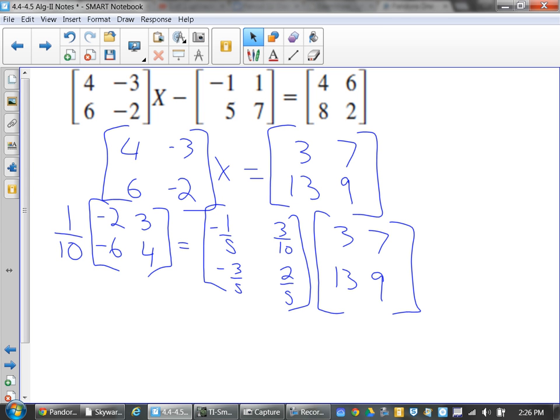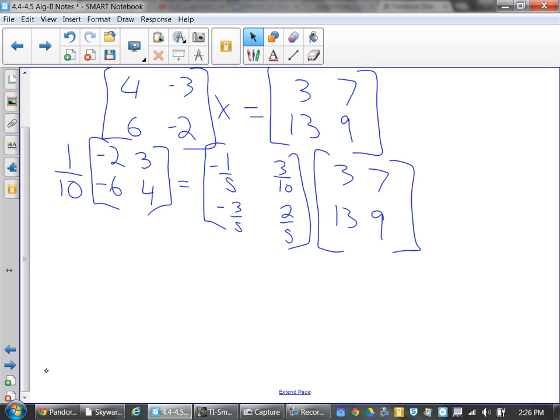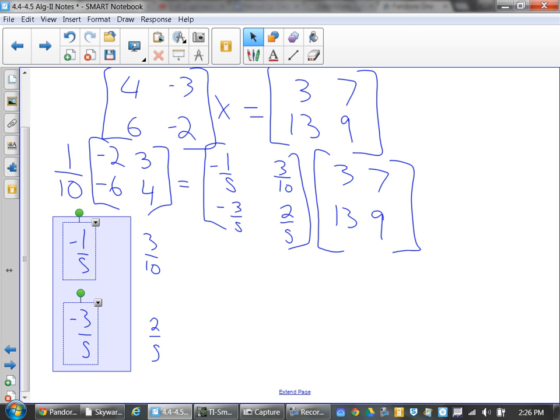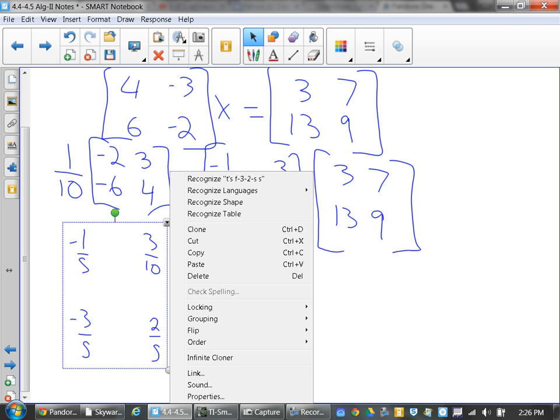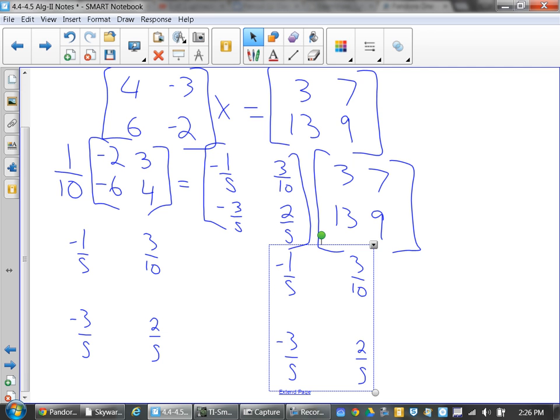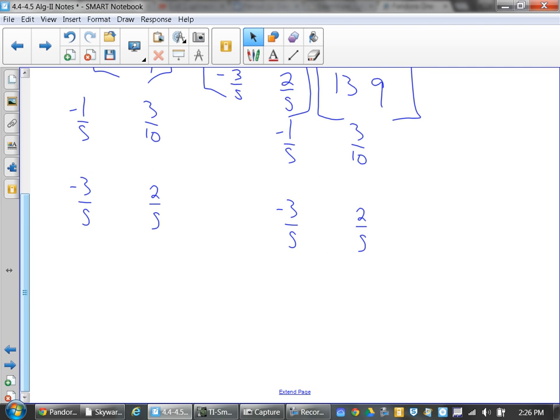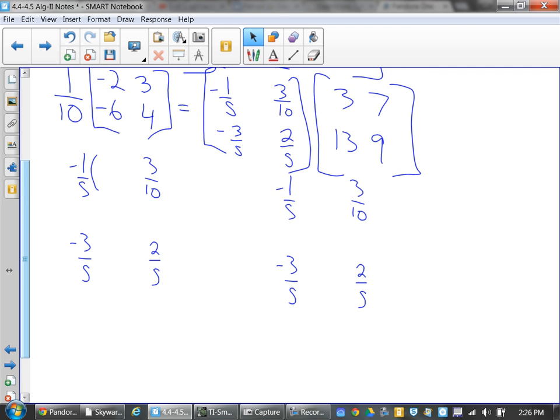So when you put all this together, obviously it's a 2 by 2 times a 2 by 2, which means it's going to equal a 2 by 2. Sometimes you write down the first matrix twice. So you get -1/5, -3/5, 3/10, 2/5. Write it twice. And then I fill them in. 3, 13, and then 9.